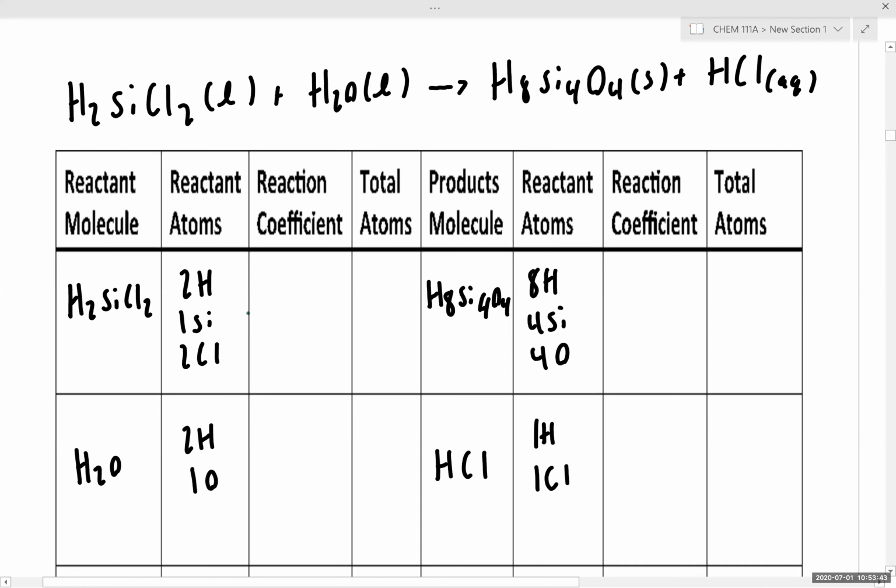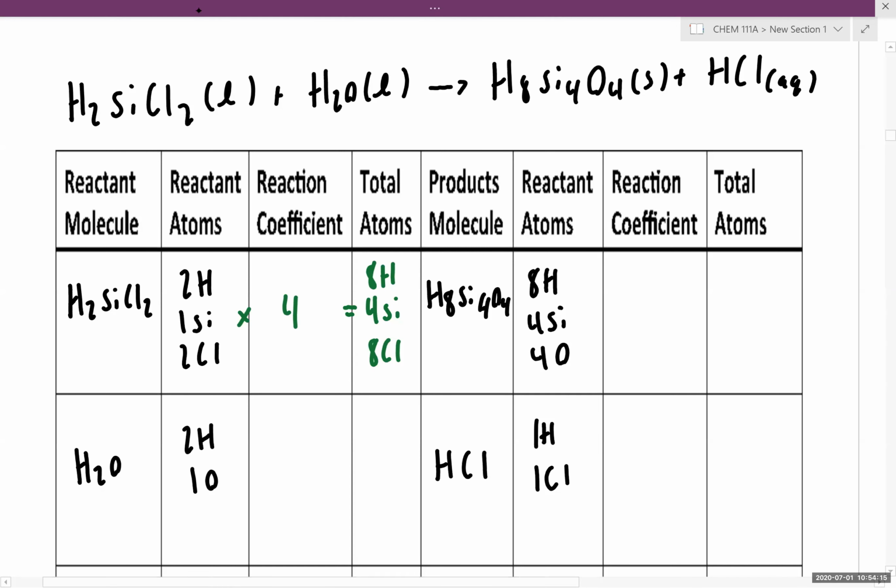Silicon, sure. We have 4 silicons on the left. So 1 times what would give us 4 silicons? What coefficient do we guess? 1 times what would give us the 4 silicons on each side? 1 times what is equal to 4? 4, yep. Now make sure to apply your coefficient to all of your atoms. So we get 8 hydrogens and 8 chlorines. Perfect.